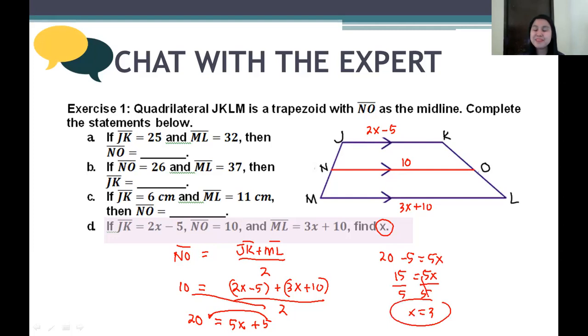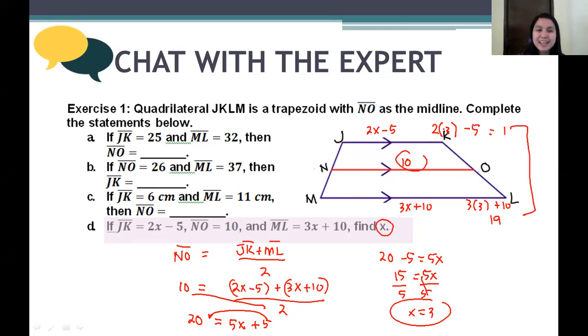Congratulations, AP. Now, if you want to check it, you can substitute it. 2 times 3 minus 5, so that's going to be 6 minus 5 is 1. The other is 3 times 3 plus 10. That is 19. So 1 plus 19 is 20. Divide it by 2. That's 10.